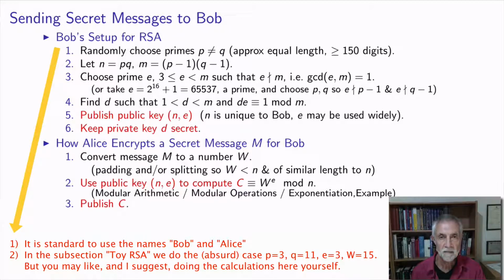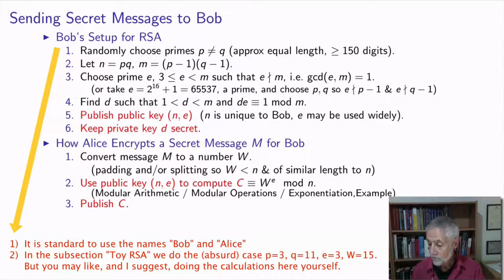If Alice wishes to send Bob a secret message, the first point is that she should translate the message M into W by the process we mentioned before of simply replacing each letter or number or character in M by an appropriate two-digit number, and that gives us the number W. So now we have the secret number W. And by the padding and or splitting, we can assume that W is less than N and of length similar to N, say at least 2/3 the length of N. This is for security of the RSA encryption method.